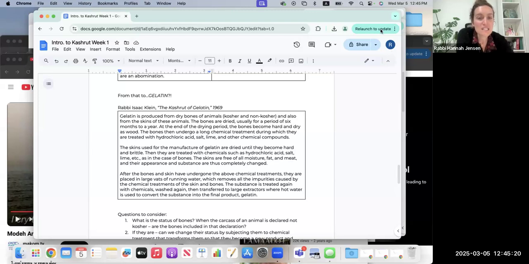The skins used for the manufacture of gelatin are dried until they become hard and brittle. Then they are treated with chemicals such as hydrochloric acid, salt, lime, just like with the bones. The skins are free of all moisture, fat, and meat, and their appearance and substance are thus completely changed. After the bones and skin have undergone the above chemical treatments, they are placed in large vats of running water, which removes all the impurities caused by the chemical treatments. The substance is treated again with chemicals, washed again, then transferred to large extractors where hot water is used to convert the substance into the final product, gelatin.